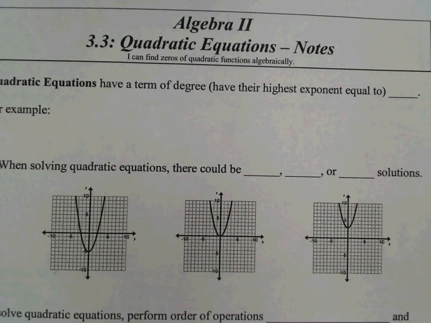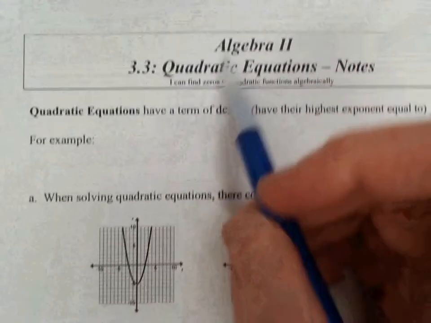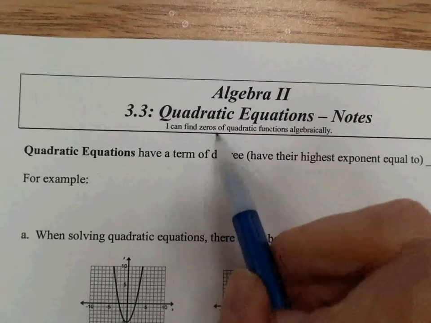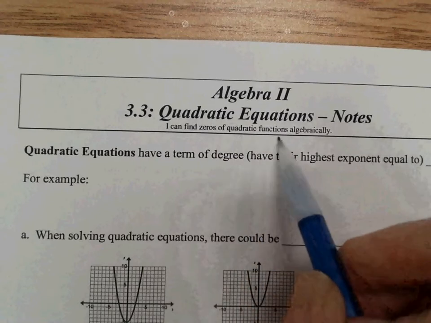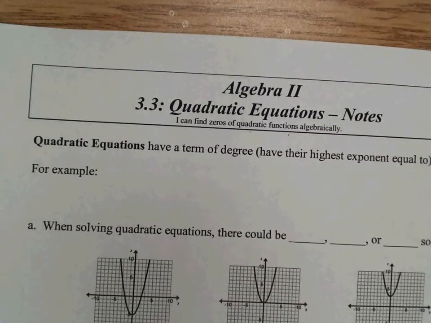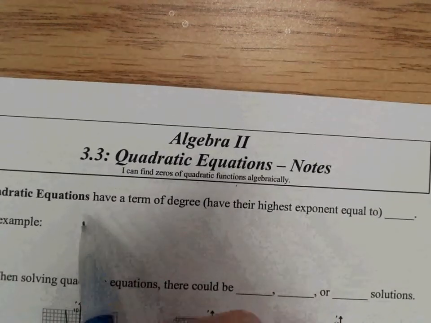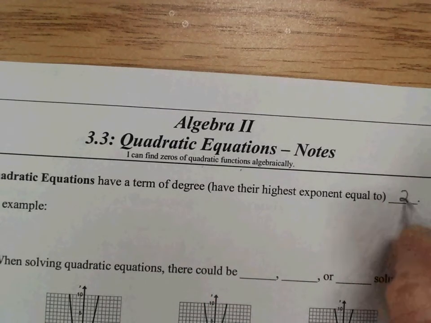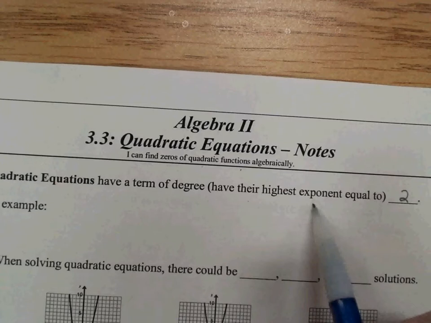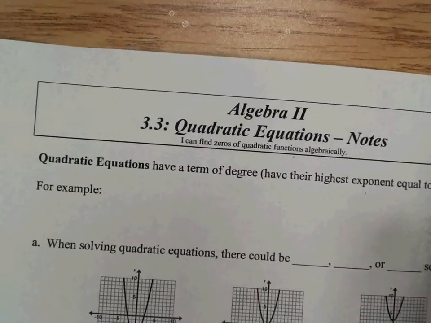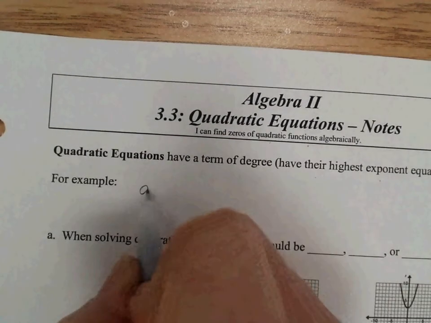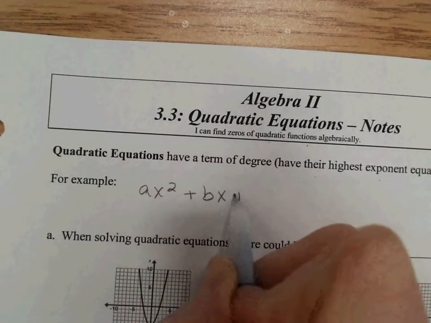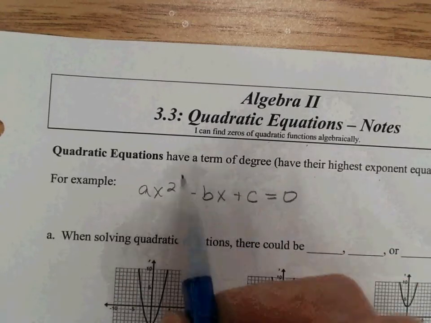Today's notes are 3.3 quadratic equations, and the goal is to be able to find zeros or solutions of quadratic functions algebraically. Quadratic equations have a term of degree 2. That means they have their highest exponent equal to 2. For example, in standard form we have ax squared plus bx plus c equals 0. So our highest degree here is 2.